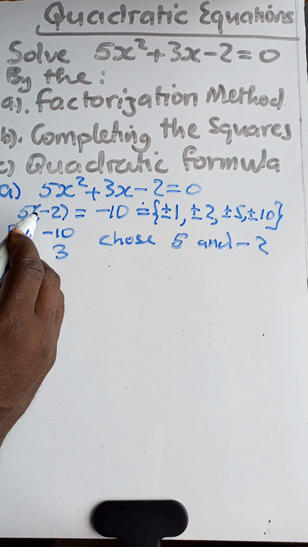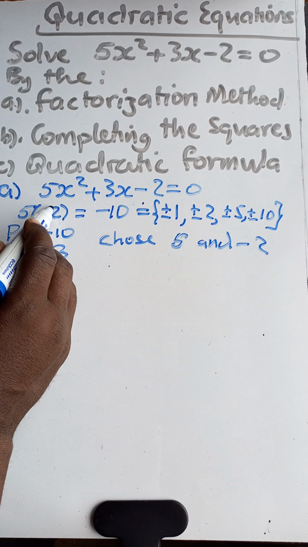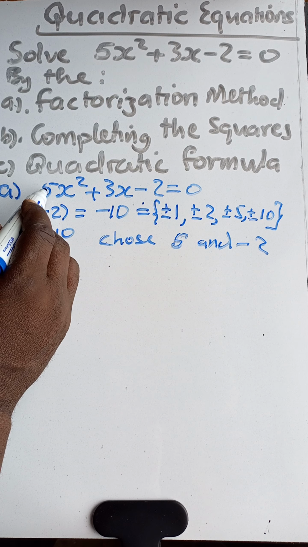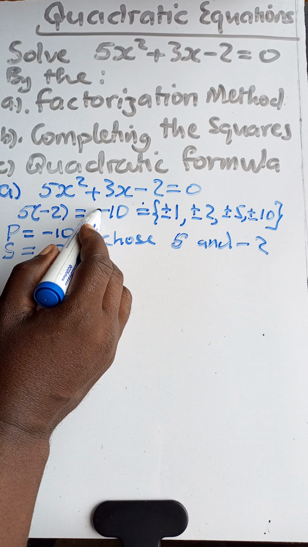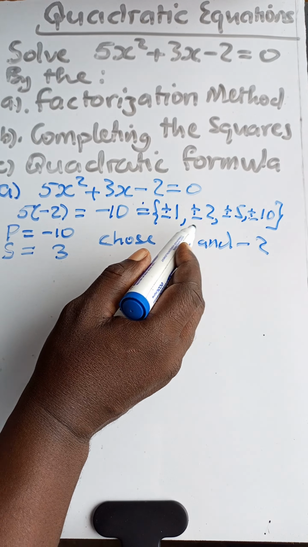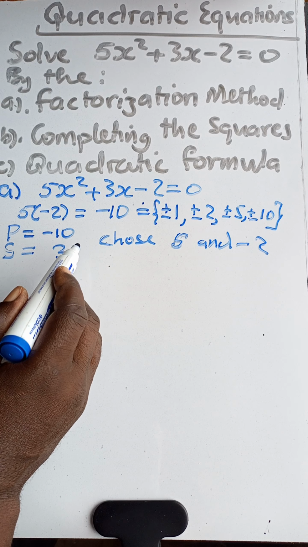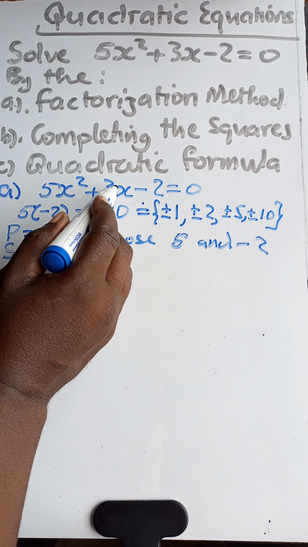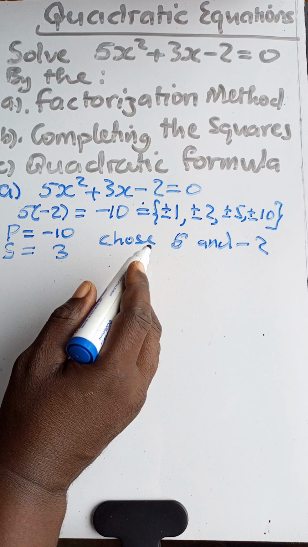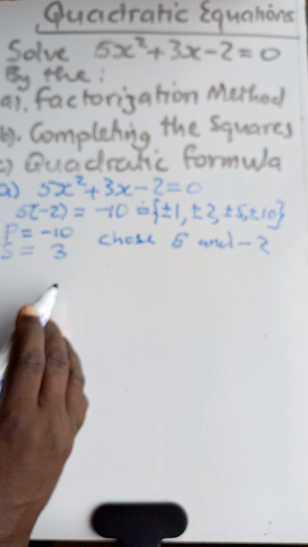Pay attention. The product is what we have here: the coefficient of the leading term times the constant term, negative 10. The choice that we make here should be such that the product is that negative 10 and their sum is the coefficient of the x term. That choice is only 5 and negative 2 and nothing else.